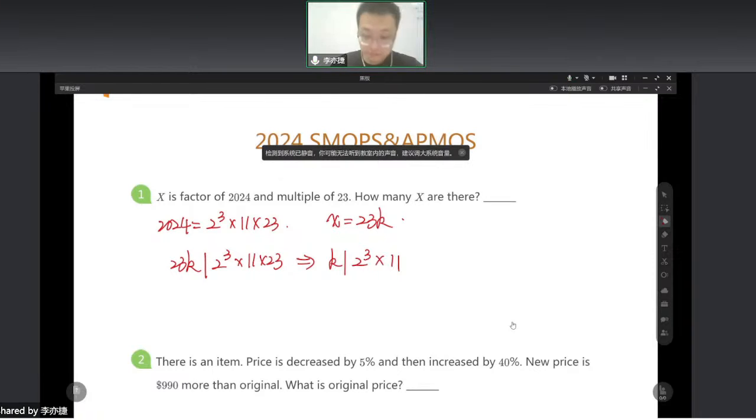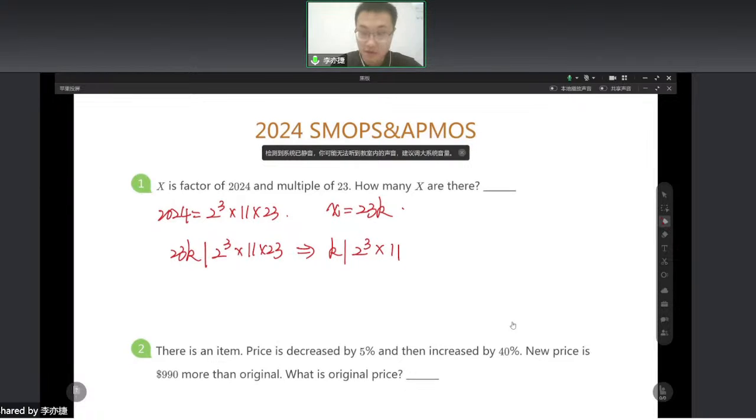Okay. So let me just start from here, right? I won't repeat some of the words I have said before. So now we have k as a factor of this one. We just want to determine how many different factors there are for this. So the number of factors of this one is (3 plus 1) times (1 plus 1). So we have 8 factors, which means we have 8 different values of k. Then we have 8 different values of x, right? So 8 different values.